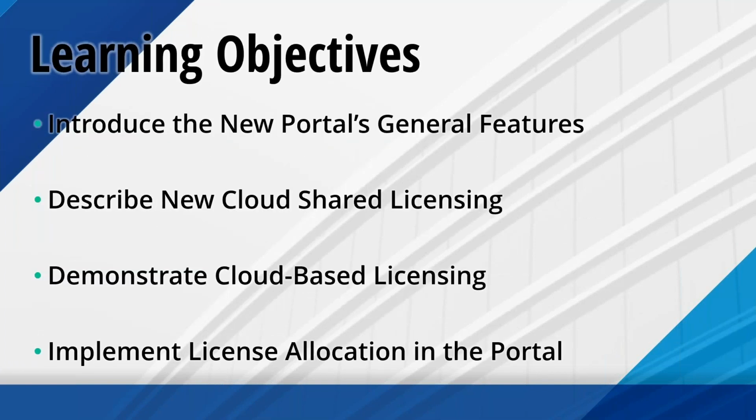So with that, let me introduce what the learning objectives for today are going to be. We're going to be talking about the new portal's general features, just going over some of the general stuff on the new site, the new portal, some of the controls. I'll show that to you live. We're going to talk about what is cloud shared licensing and why it matters. I'm also going to demonstrate cloud shared licensing and how it works and what that means for you and your users. And then I'm also going to do a little bit of discussion, very lightly, about implementing cloud shared licensing, that license allocation directly in the portal.